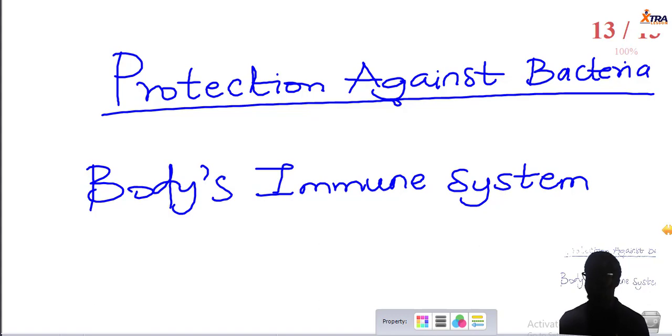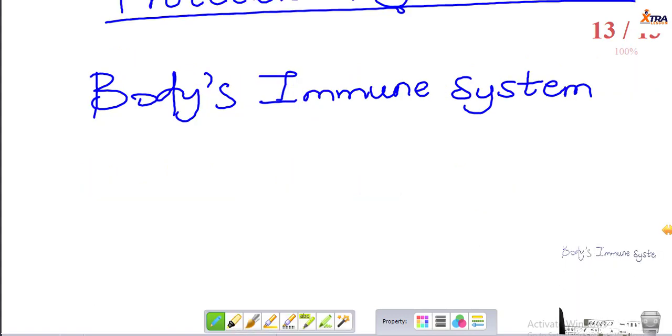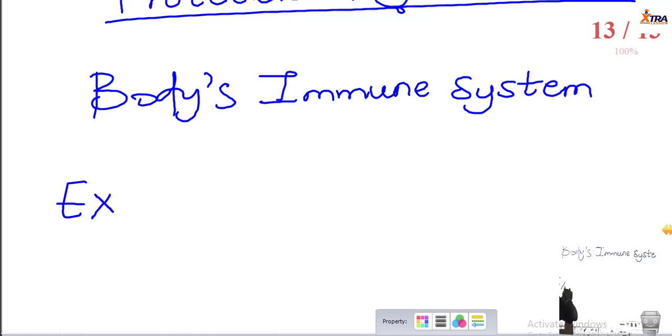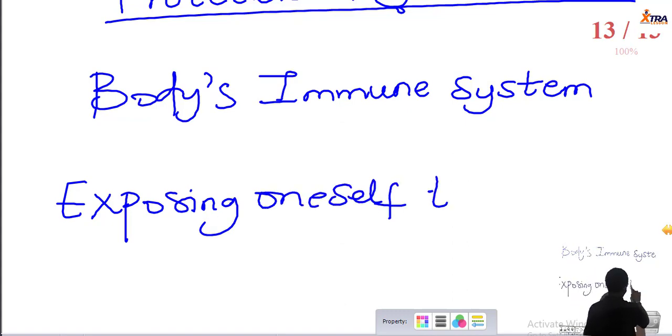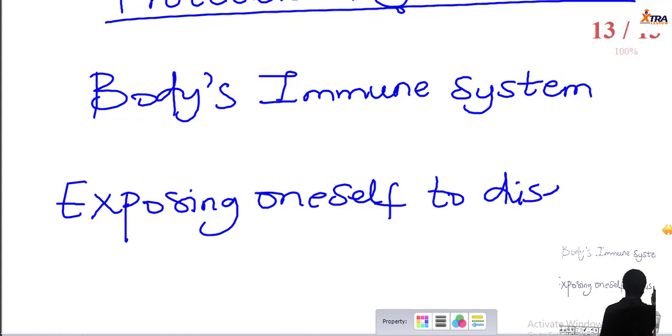And with the acquired immunity, in case of severe infection, you have the T cells and the B cells. The T cells will eventually activate the B cells. The B cells eventually produce certain protein substances which we call antibodies, which will fight off this bacterial infection. And also, one way which is quite weird of protecting against bacterial infection is by exposing oneself to disease-causing bacteria.